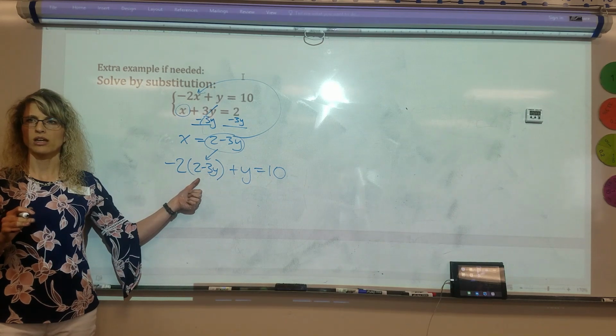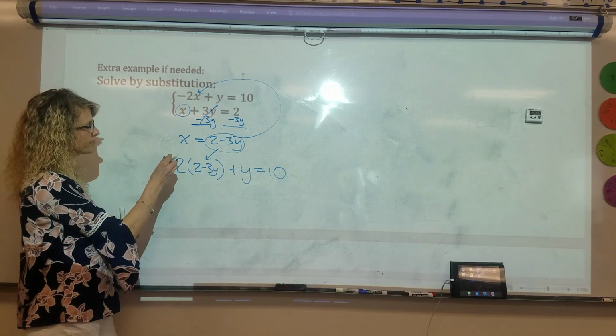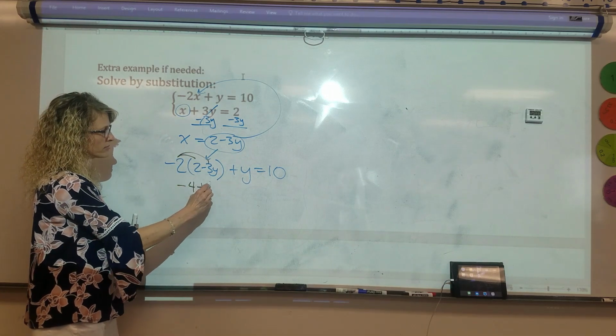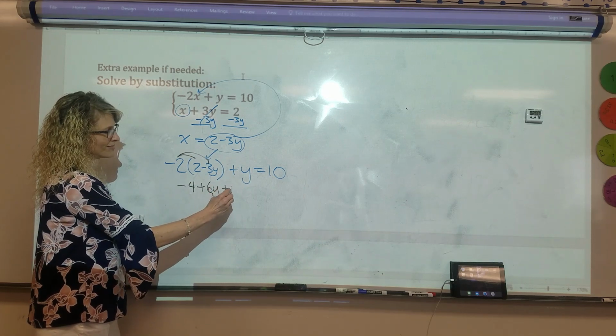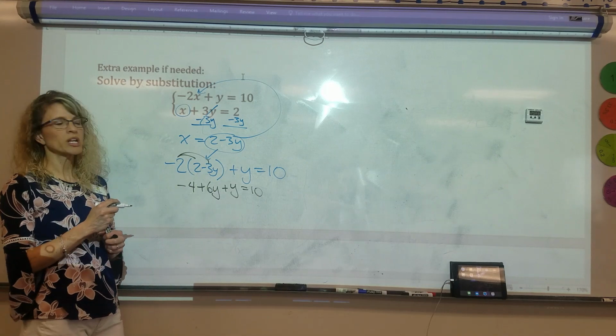Okay, what would I do next, Tyron? Well, you would then do the multiplying. You'd get negative 4 plus 6y. Okay, I'll copy the rest down. Colin, what would I do next?